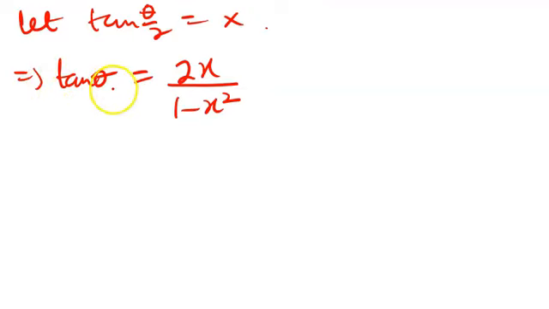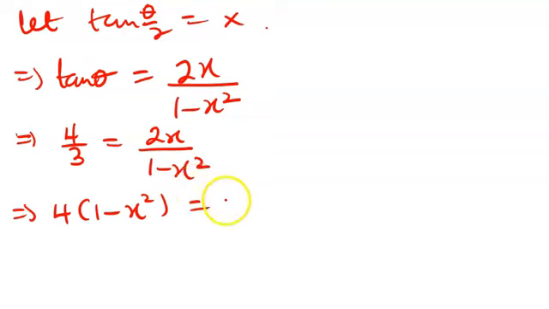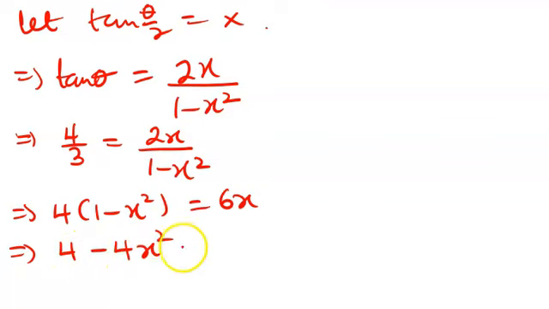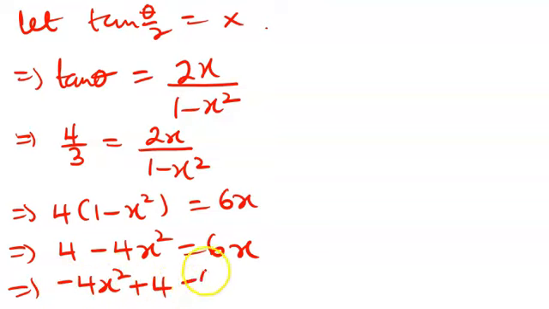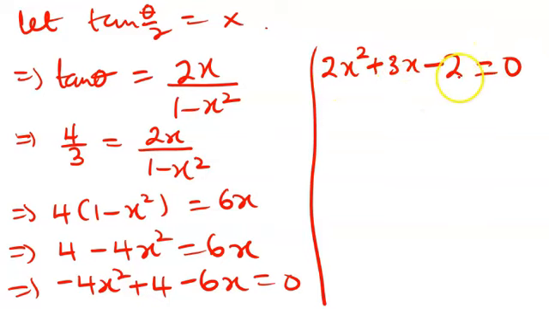Now you were given tan theta to be 4 on 3. So this implies that 4 on 3 is equal to 2x over 1 minus x squared. You can now cross multiply, which will be 4 times 1 minus x squared, which is equal to 6x. Now let's expand: 4 minus 4x squared equals 6x. You can bring this to the left hand side, so we have minus 4x squared minus 6x plus 4 is equal to 0. We can divide through by minus 2, so that we have 2x squared plus 3x minus 2 is equal to 0.